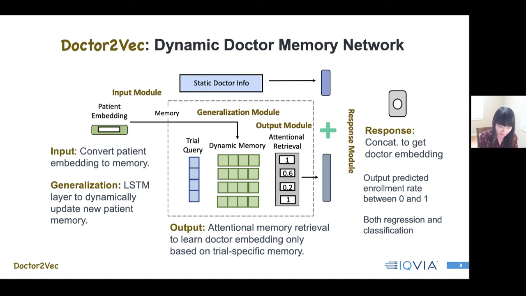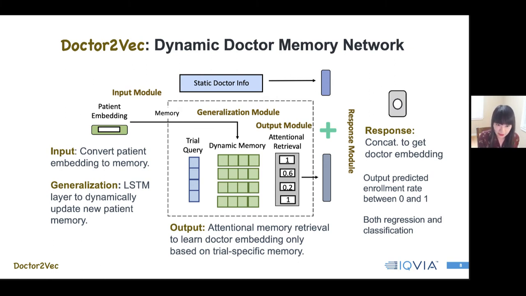We just learned the patient embedding, and we also know that a doctor has seen a set of patients. So the patient embeddings can be aggregated to become a doctor embedding. For a particular doctor, the embeddings for all his or her patients will be stored as a dynamic memory. One patient a row, the columns are all the feature dimensions.